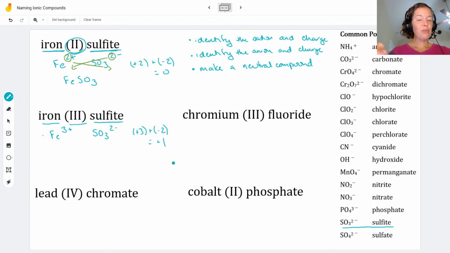This is one where crisscross is going to help us. So the 3 is going to come down to the sulfite. The 2 is going to come down to the iron. Again, if you're looking at the math, we need a multiplier of 2 here and a multiplier of 3 there, and that gives us an overall charge of 0. And so iron 3 sulfite looks like this.